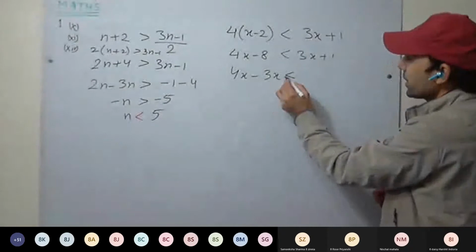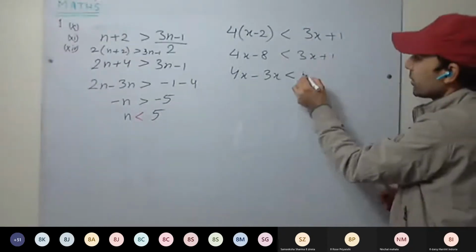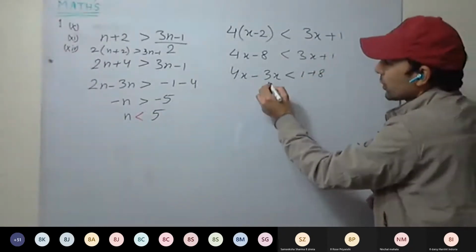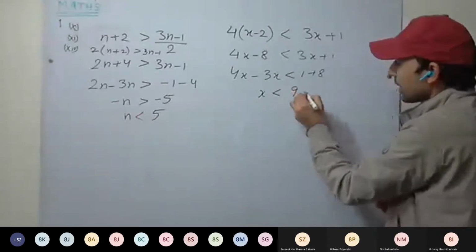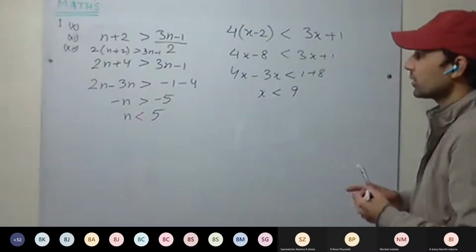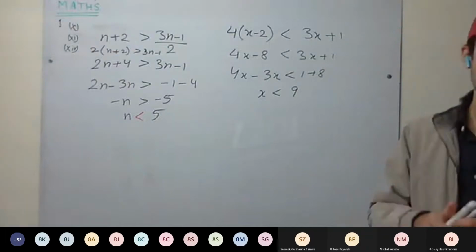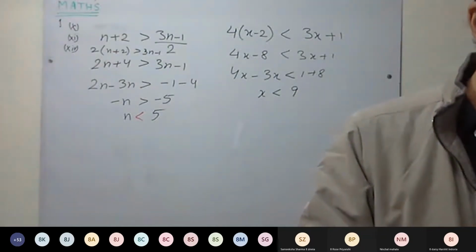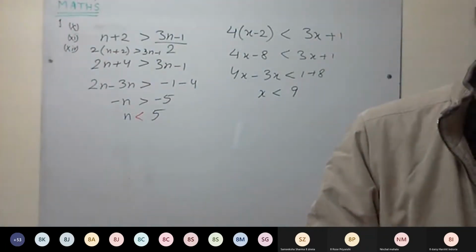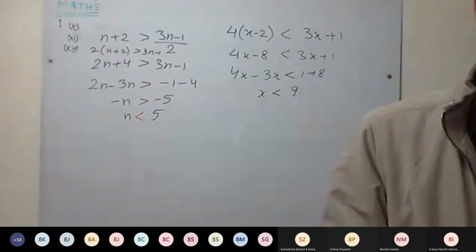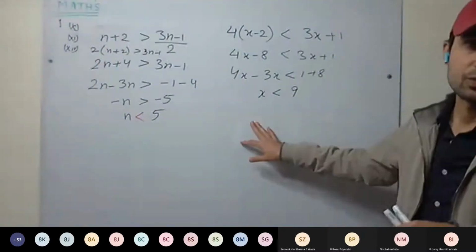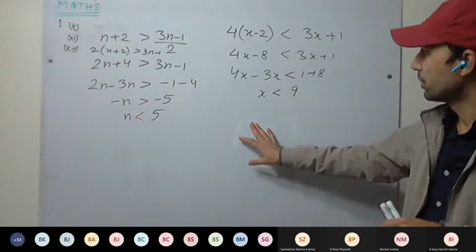So 4x minus 3x, and minus 8 this side, it will be 1 plus 8. So it will be how much? x less than 9. This will be the answer. So what all elements will be there? Replacement set 0, 1, 2, 3, 4, 5, 6, 7. The whole replacement set is the solution set. Understood?